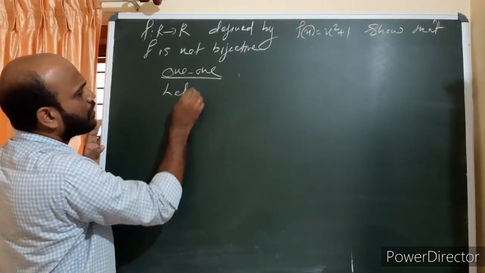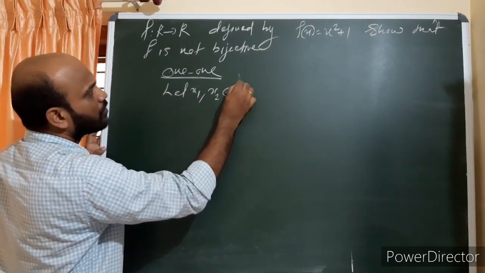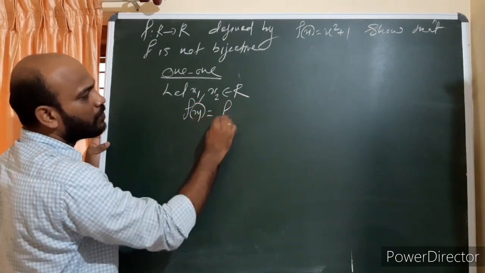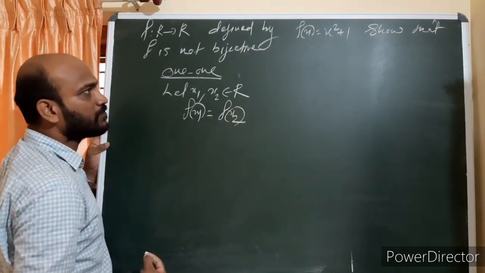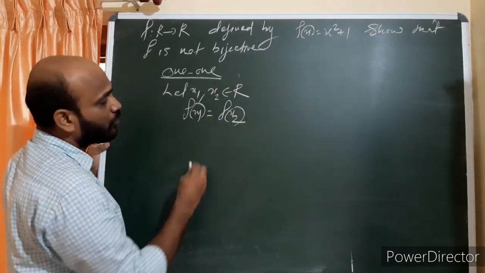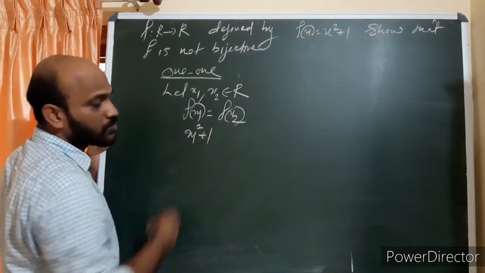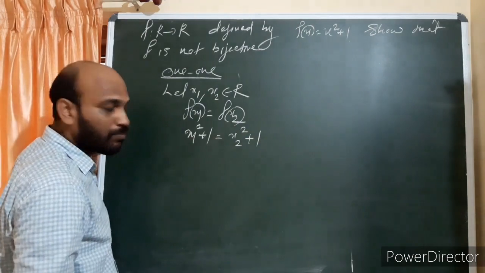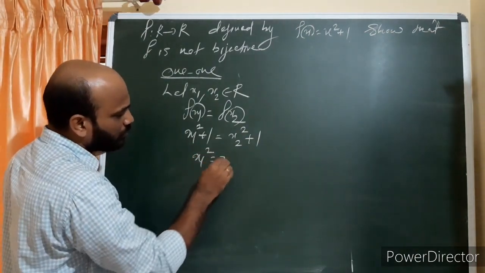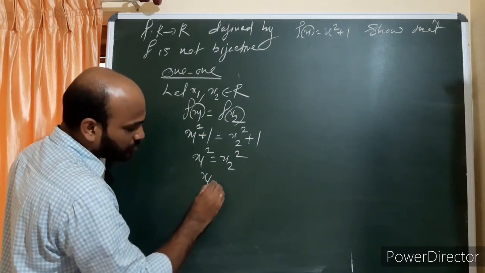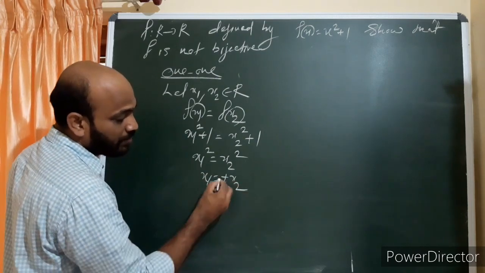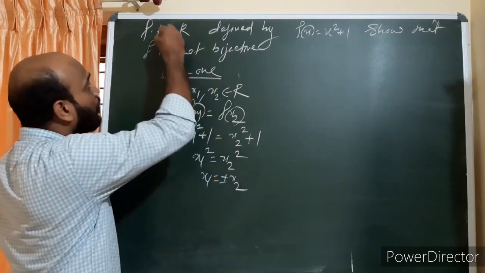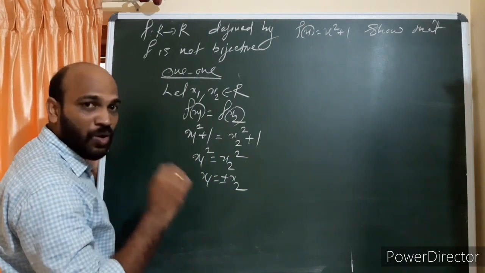Let x1, x2 belong to the domain. Domain is R, such that f of x1 equal to f of x2. So f of x equal to x square plus 1. So f of x1 will be x1 square plus 1, and f of x2 is x2 square plus 1. So we can cancel 1 from both sides. So we'll get x1 square equal to x2 square. So x1 equal to plus or minus x2. Here both values we can take, minus value and plus value, because the domain is R. That means this is not 1-1.